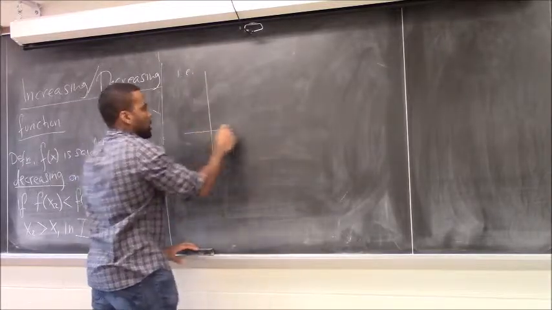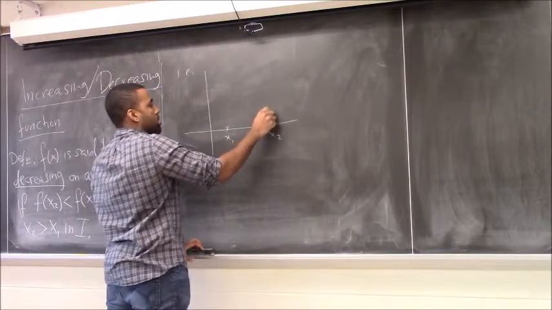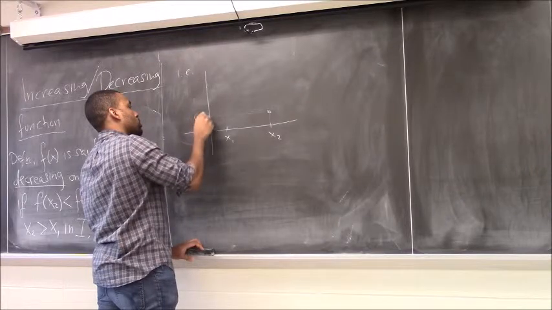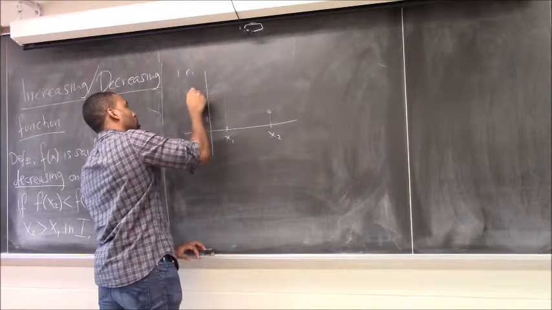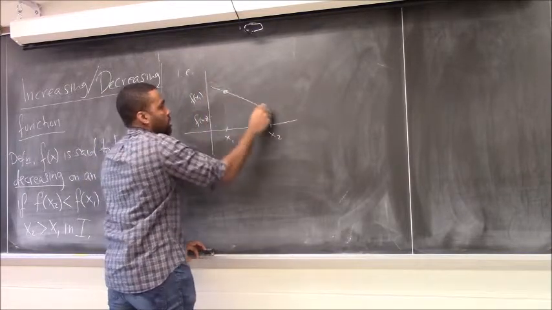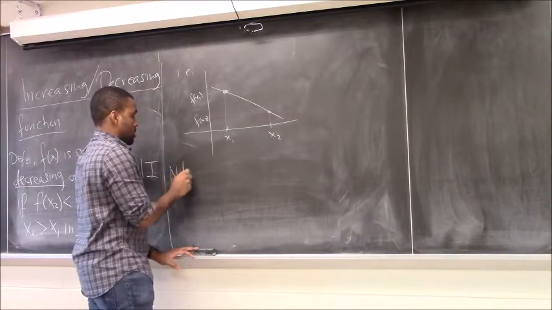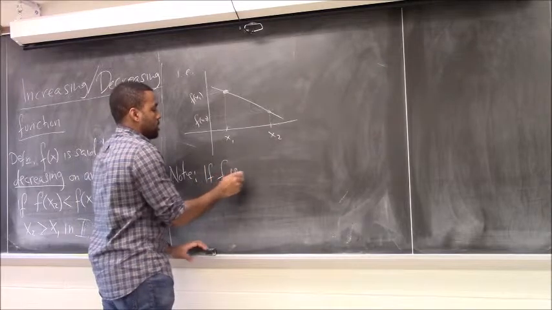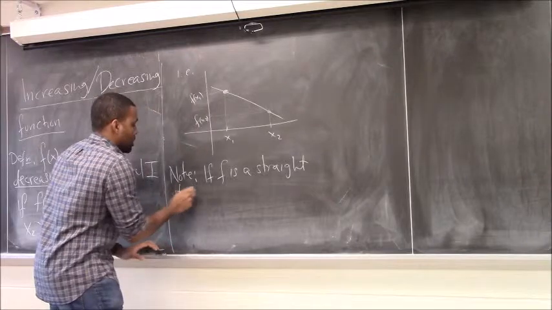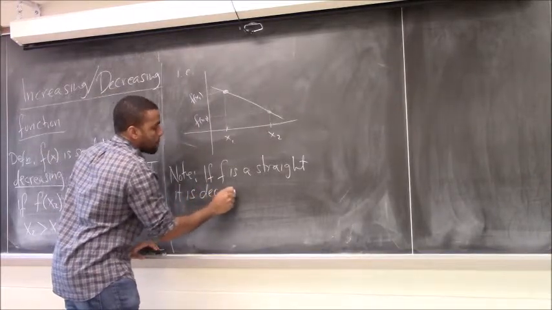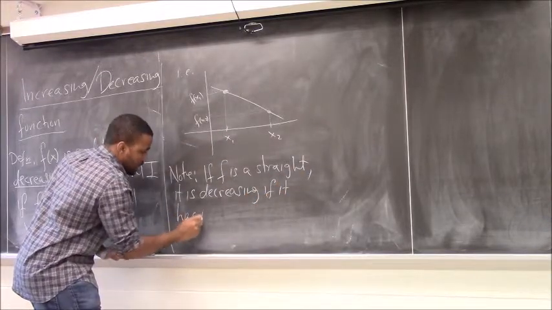i.e., the picture would look like this. Your x2 is bigger than your x1. The output of that value, f(x2), must be smaller than the output of this value, f(x1). And so you're moving down as you go from left to right. If f is a straight line, it is decreasing if it has negative slope.